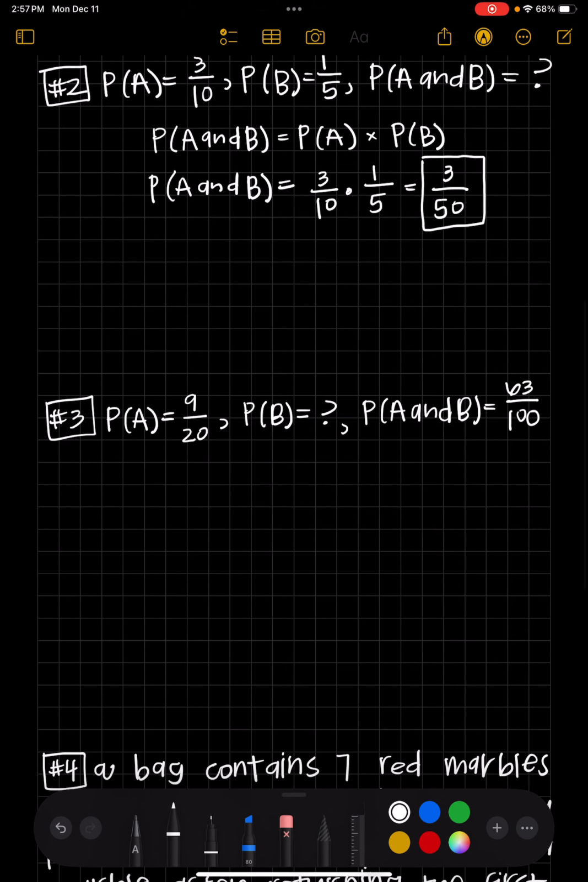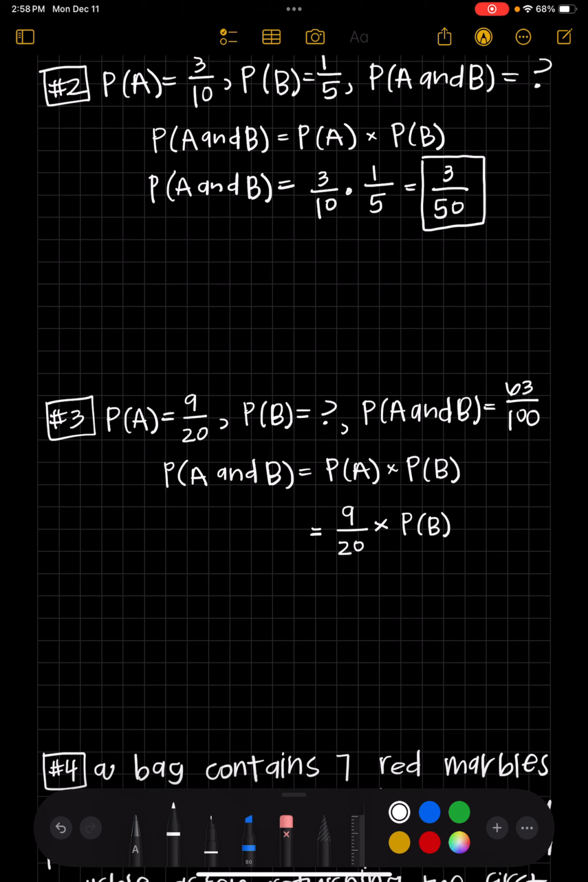So the third example is the same. We're going to assume that these events are independent, which means we can use the formula to solve for the question mark. So let me write down the formula one more time. Probability of A and B is equal to the probability of A times the probability of B. Okay, we know the probability of A is 9/20ths, so I'm going to replace that with 9/20ths. The probability of B is what we're solving for, so I'm going to leave it as probability of B, and that's what we'll solve for. And then the probability of A and B is 63 over 100. So we're going to leave it as 63 over 100 right here.